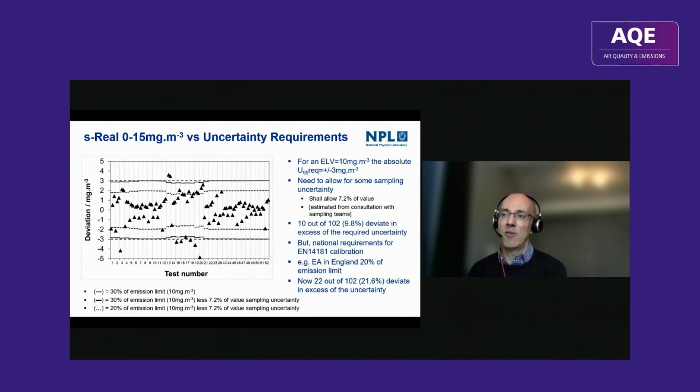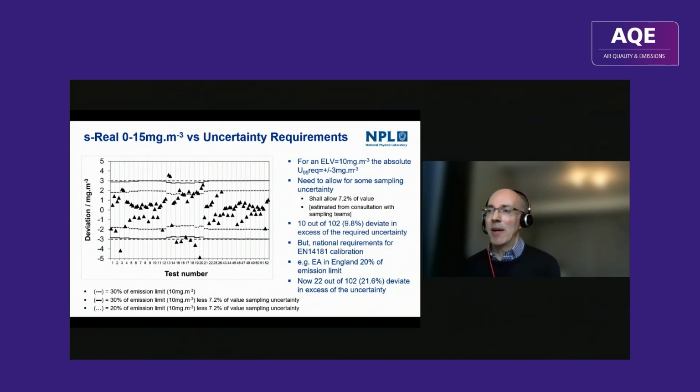So SEM systems for measuring HCl would have to comply in the IED with an uncertainty of 40%. So this is where the 20% number comes from. If we want to operate our EN 1911 overall method at 20% of the emission limit value, and then we take away our 7.2% sampling uncertainty, we now get the dotted line. So things are obviously getting a bit tighter on the plot. And now we see that just over 20% of those measurements would deviate in excess of that uncertainty. So that's probably not quite where we would like to be.